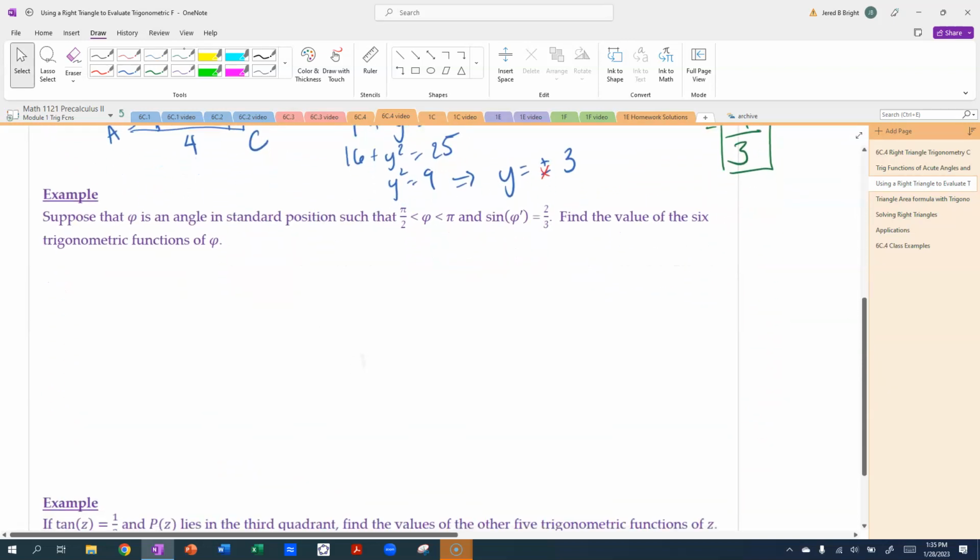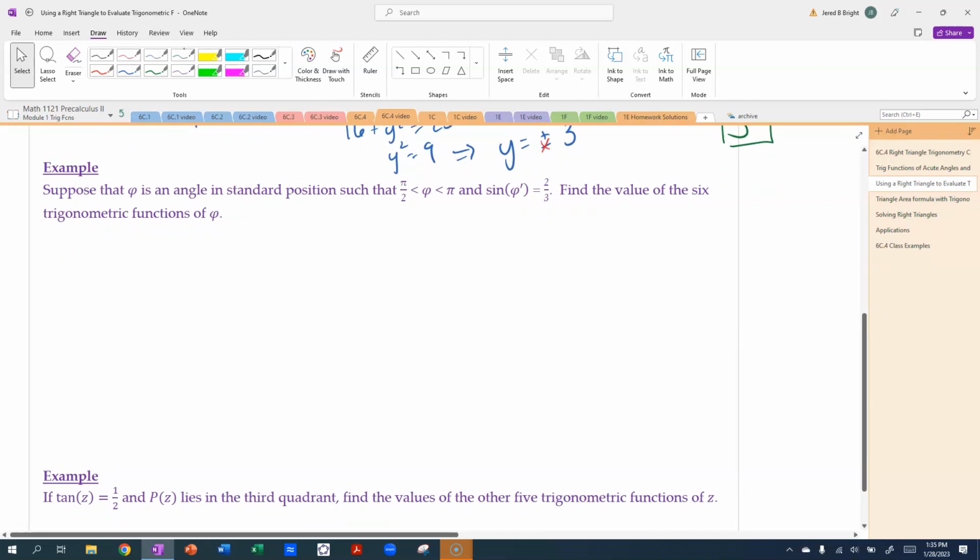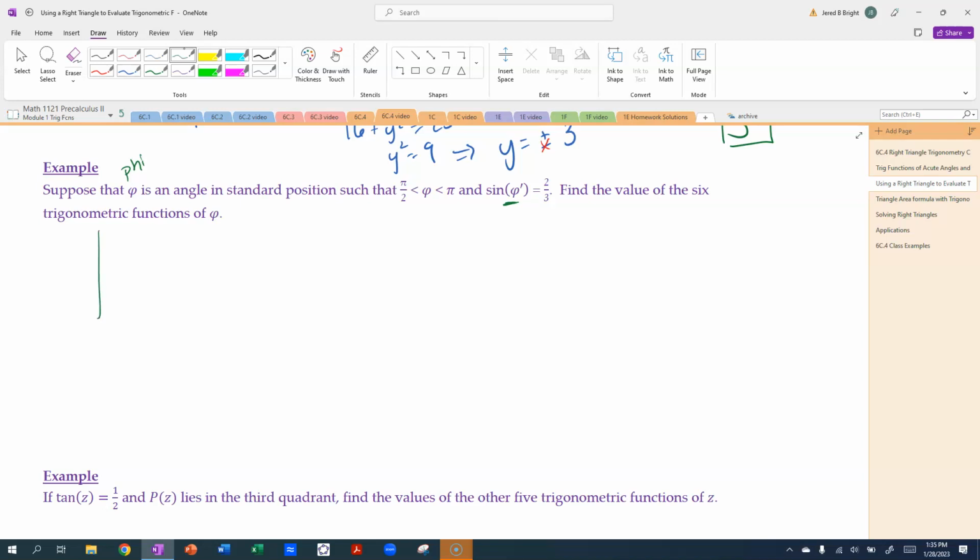Next example is a little bit more complex in that we're using reference angles. Suppose that phi, spelled P-H-I, is an angle in standard position such that phi is between pi/2 and pi. If I think about this as an angle in standard position, here's pi/2, here's pi. So phi is somewhere in here. That would be what phi looks like.